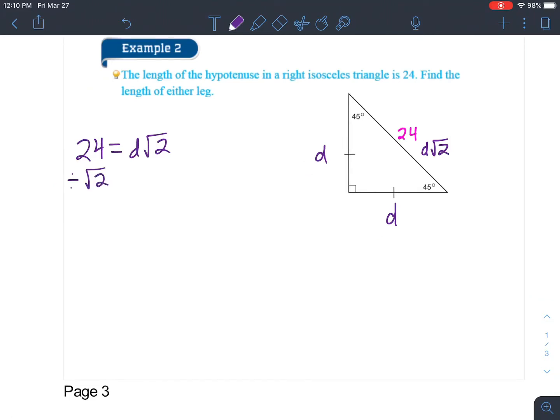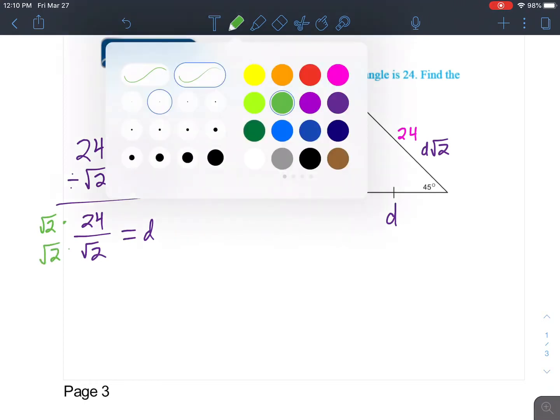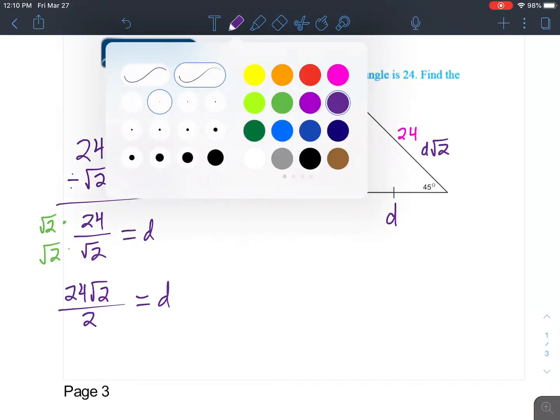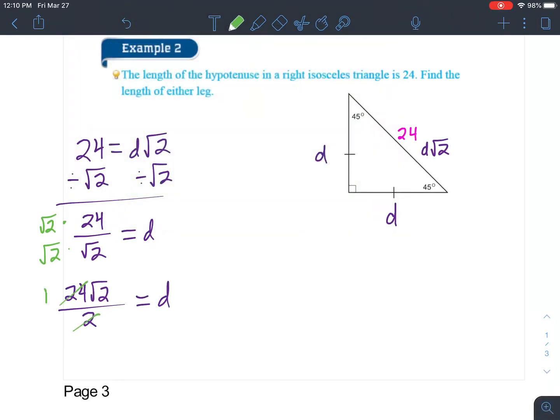And what's going to happen when we get 24 over square root of 2 is equal to d, we need to rationalize our denominator. So let's multiply the top and the bottom by the square root of 2. And now we are going to have 24 root 2. Remember, square root of 2 times square root of 2 becomes square root of 4, and that simplifies to become 2. And then the last part is we can simplify: 24 and 2 cancel, that becomes a 12. And so our legs are going to have a length of 12 root 2.